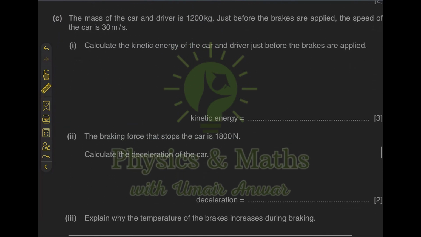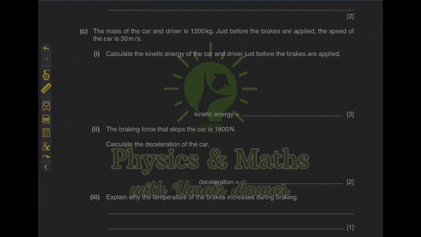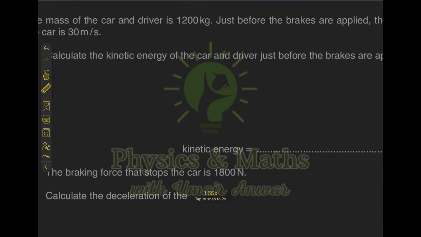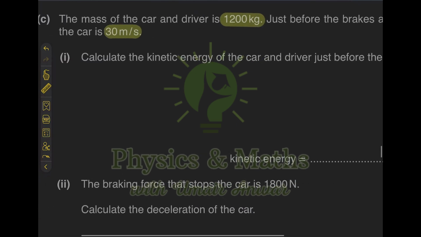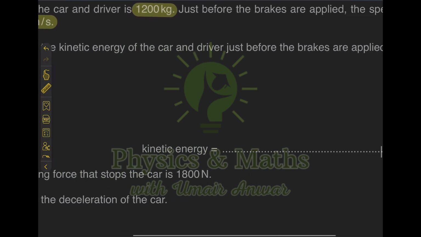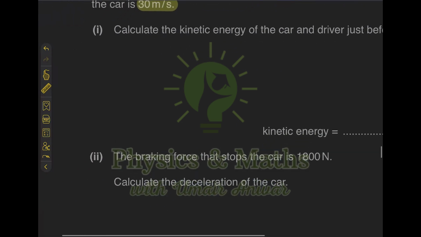The mass of the car and the driver is 1200 kilograms. Just before the brakes are applied, the speed of the car is 30 meters per second. So here we are given the two quantities, the mass of the car and the driver, and similarly the speed at which they are traveling is 30 meters per second. Calculate the kinetic energy of the car and the driver just before the brakes are applied.